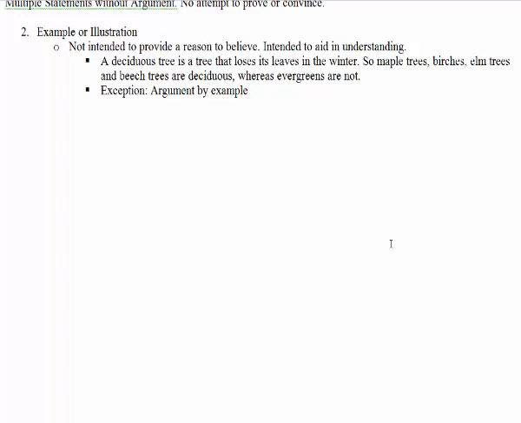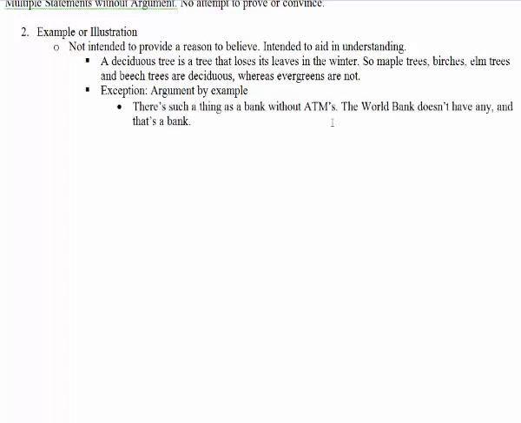So think of something you might not have expected to exist. If I tell you that there's such a thing as a bank without an ATM, maybe you wouldn't immediately admit that that exists. So I need to remind you of an example in order to convince you that it exists. And I say, the World Bank is a bank, but it doesn't have any ATMs. So I offer you the example of the World Bank in order to convince you that there is such a thing as a bank without ATMs.